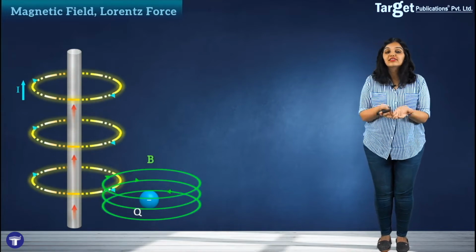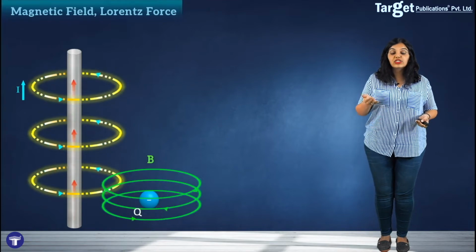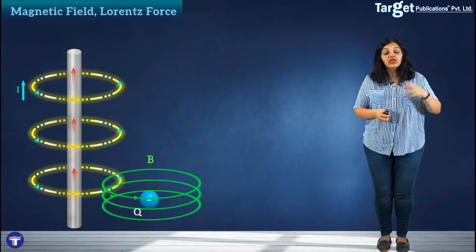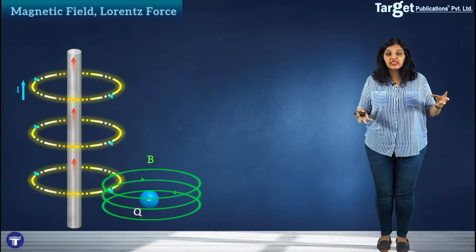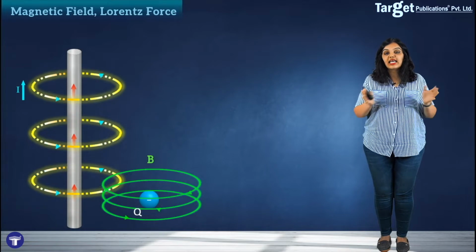Now of course you can ask the question that a current carrying conductor basically has current, which is nothing but charges, and you have placed a moving charge in this current carrying conductor's vicinity. So why can't it be that an electric force is acting between them.